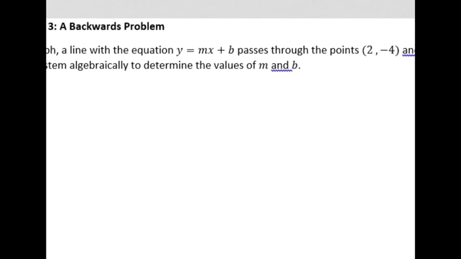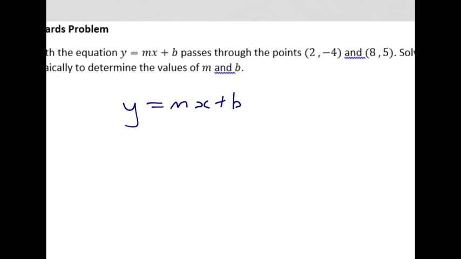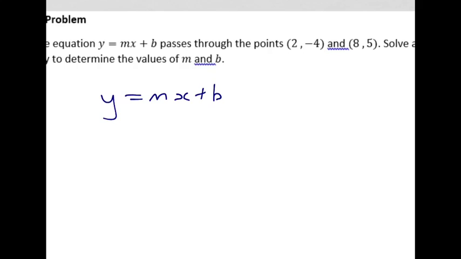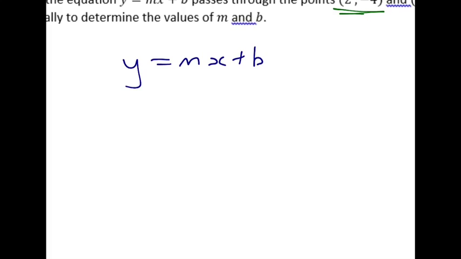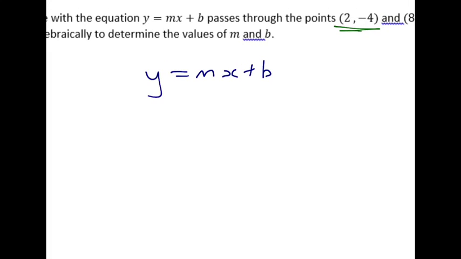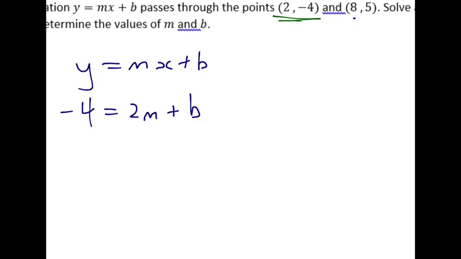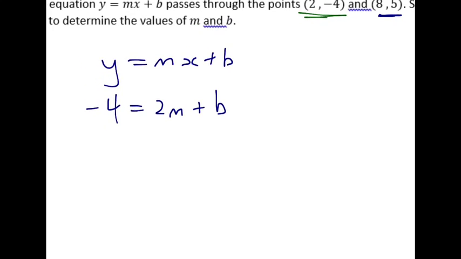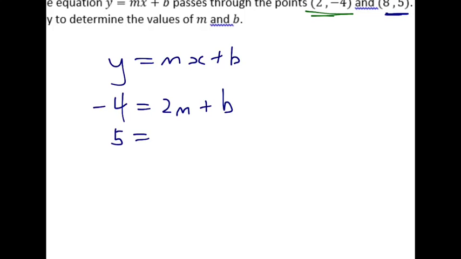So what you do is you take this general form, and one of your points, in this case we're going to take (2, -4), and we're going to put it in for x and y. Okay, because we know that those points are on the line, therefore we can put them into the equation. So I put in -4 for y, and 2 for x, plus b. Okay, I just put in what I know. I'm going to do that again with the other point. Okay, this time I'll put in 5 for y, and 8 for x.